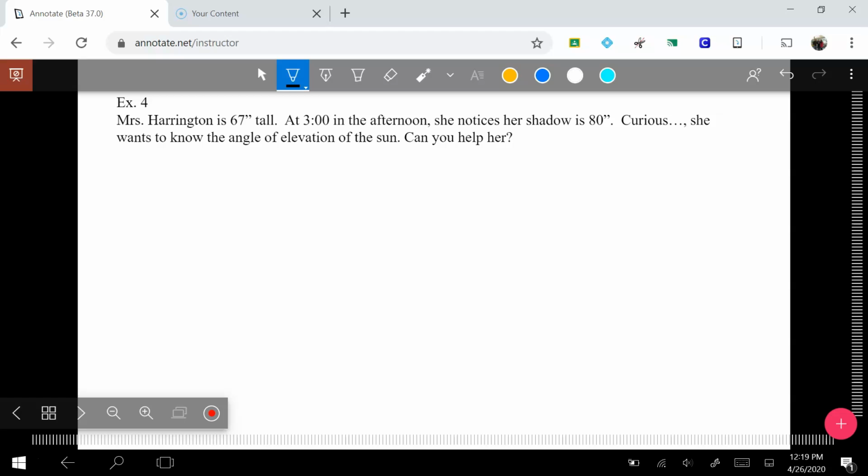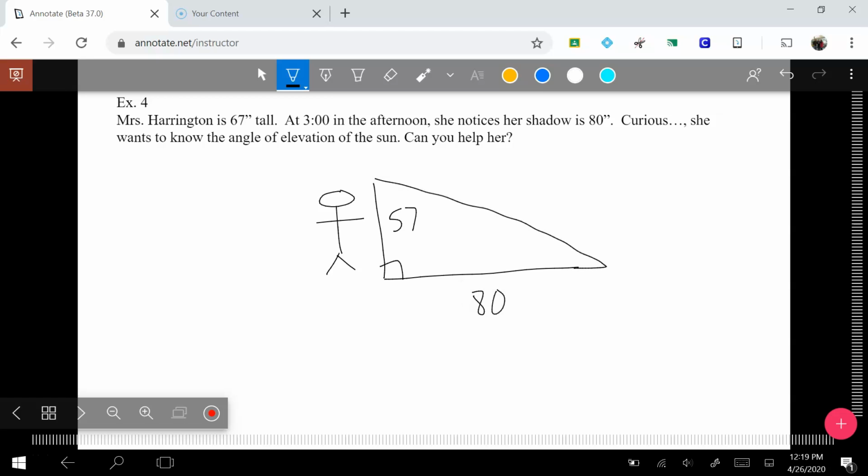Now here's one where we're finding an angle. Okay, Mrs. Harrington, 67 inches tall. Okay, so if they gave this to you in feet and inches, you'd want to change this to the same unit. So here I am, 57 inches tall. My shadow is 80 inches. Okay, if you didn't know, your shadow changes at different times of the day, depending on how high the sun is. I want to know the angle of elevation of the sun. So I'm finding the angle at this point.